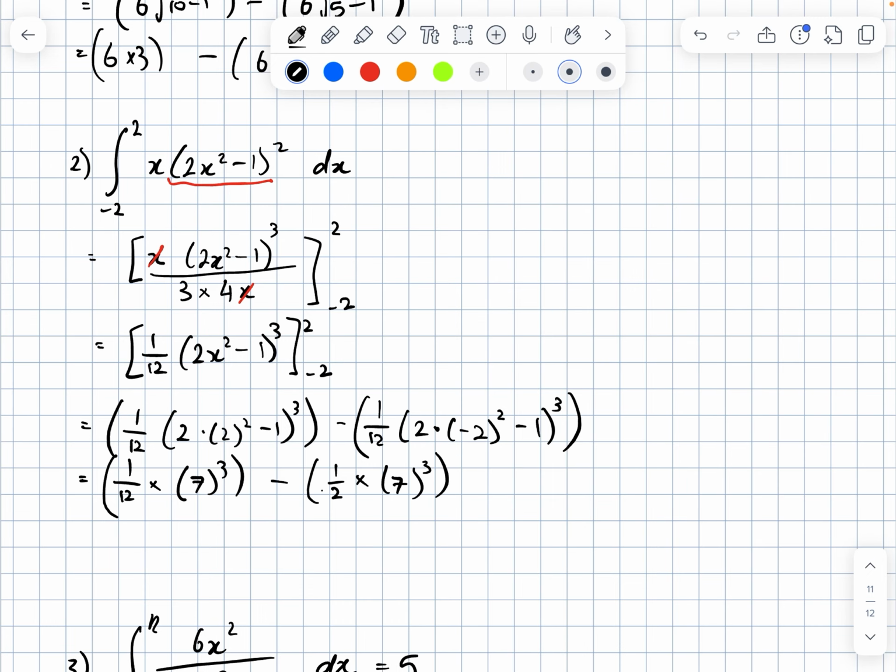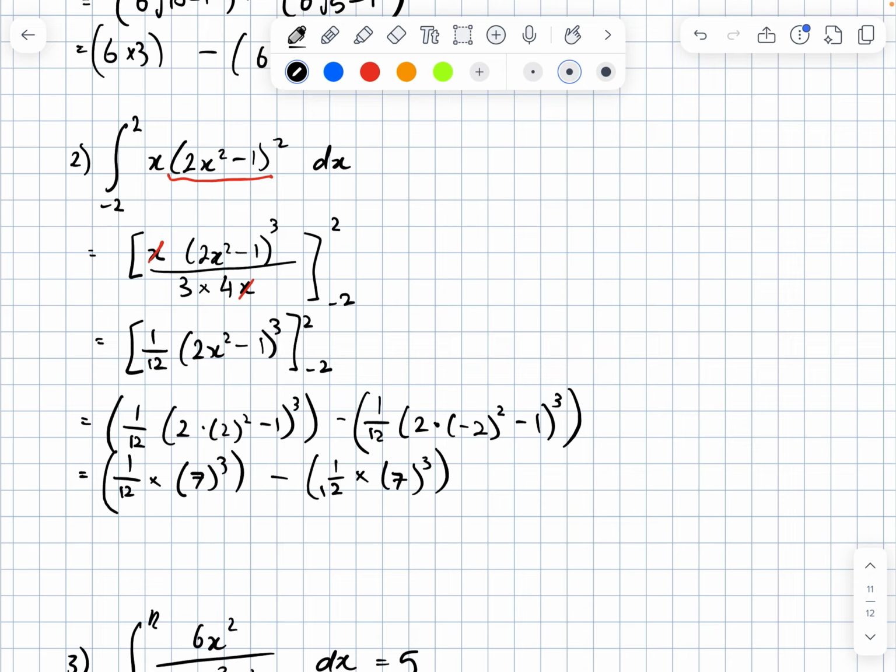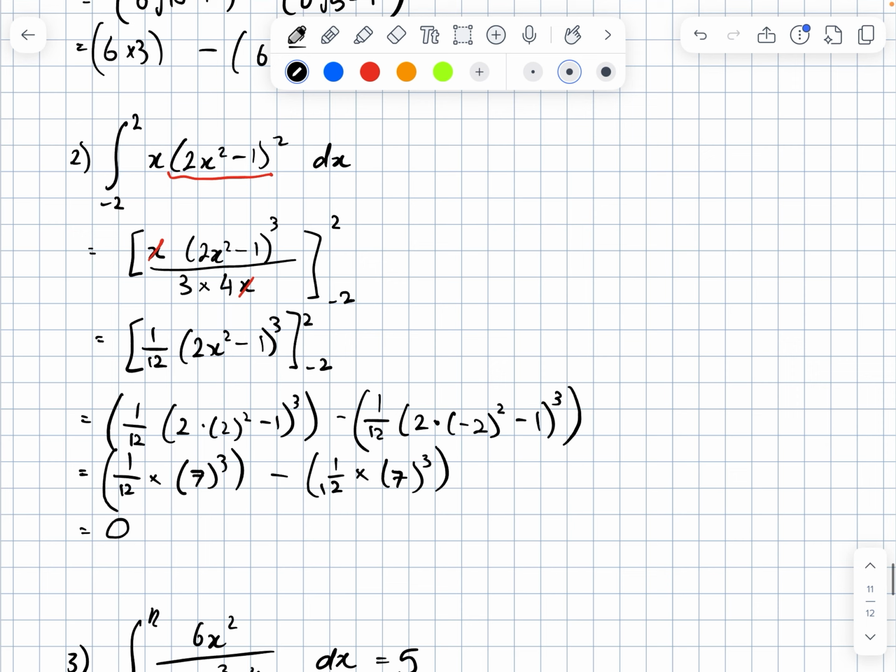And I'm not going to bother putting that in my calculator because those two are exactly the same terms, and so I know that that's going to become 0. It is possible to get a 0 definite integral. It's also possible to get a negative definite integral. And the concept behind that is going to be covered in the next video.